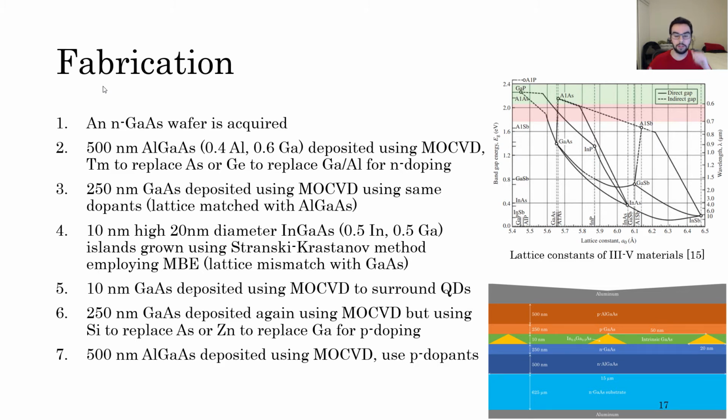This actually uses the lattice mismatch, again shown of indium arsenide and gallium arsenide, which is actually beneficial because we have the island formation that we do. Then we have 10 nanometers of gallium arsenide. It's deposited using MOCVD to surround the quantum dots, as shown on the bottom right. And then we have the 250 nanometer gallium arsenide layer, again deposited using MOCVD, but this time p-doped using the dopants shown, and then 500 nanometers of aluminum gallium arsenide using the p-dopants as well.